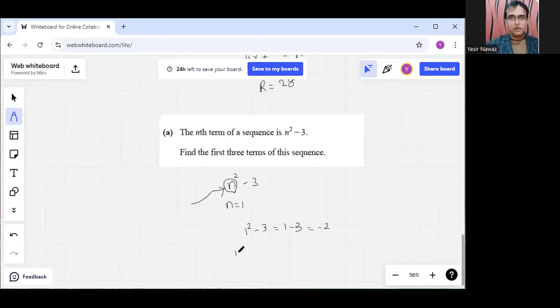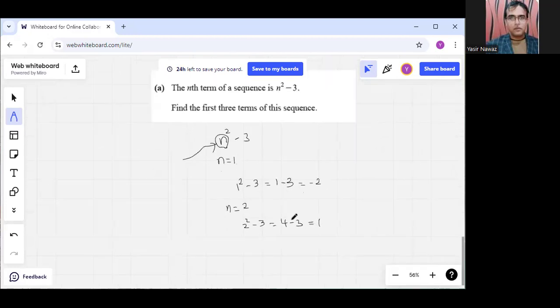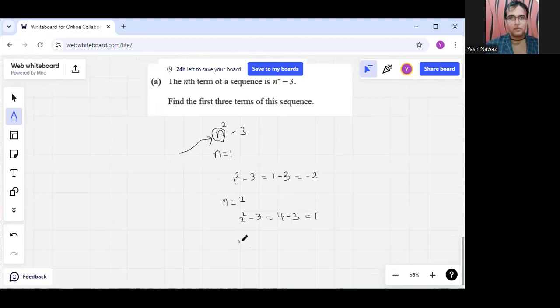Now to find the second term, I will use n is equal to 2 in that expression. If I use n is equal to 2, I would get 2 square minus 3. 2 square is 4. 4 minus 3 is 1. So the second term is 1. And for the third term, I will use n is equal to 3.